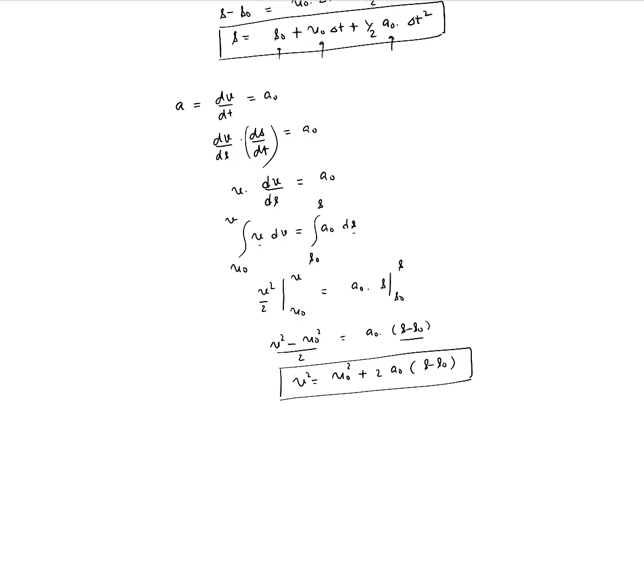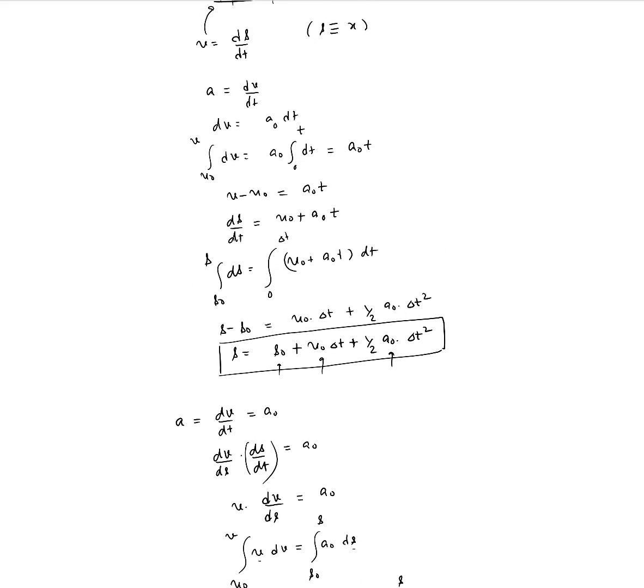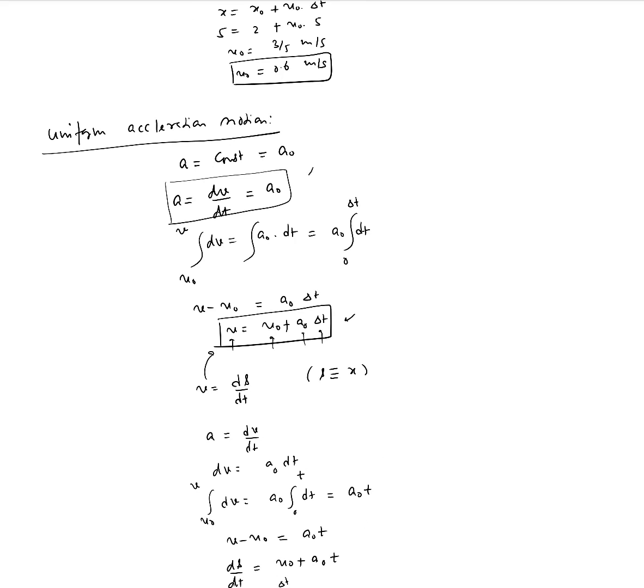So you can see that Galileo's equations, there's nothing special about them. They all come about from this basic definition when acceleration is assumed to be constant. So keep in mind that you cannot use Galileo's equations unless acceleration is constant. So let me write this: do not use these equations unless acceleration is constant. Okay, so if acceleration is not constant, you can't use these equations.